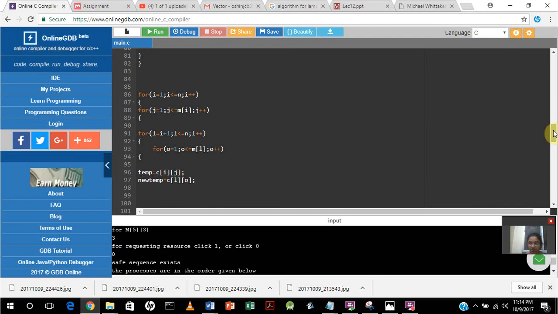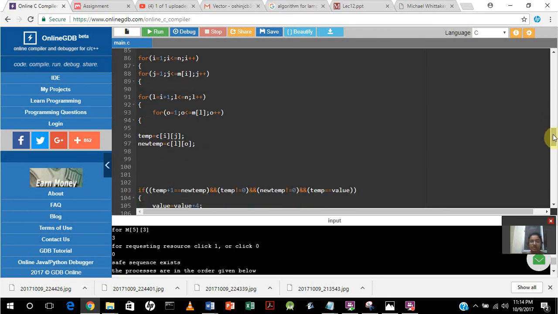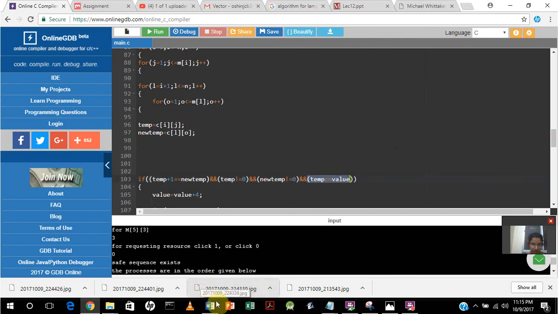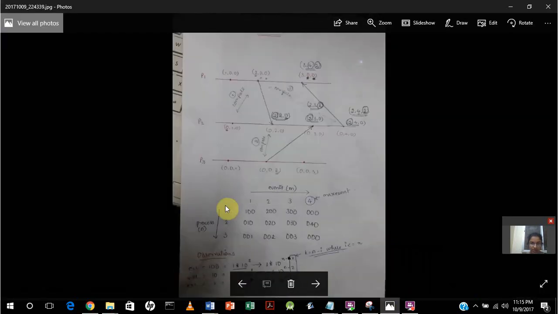and this is more or less like the Lamport's logical clock, with the exception that I will be selecting the least value first. So that is why I'll be using this parameter here, which is absent in the Lamport's logical clock. I'm using temp equals value because you are supposed to find the lowest number.